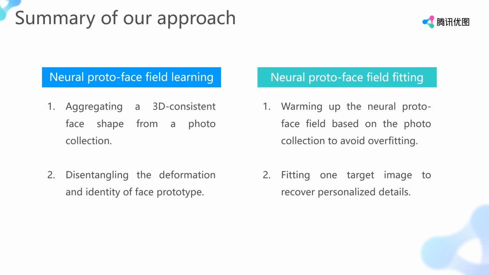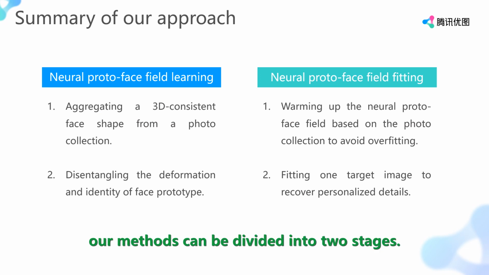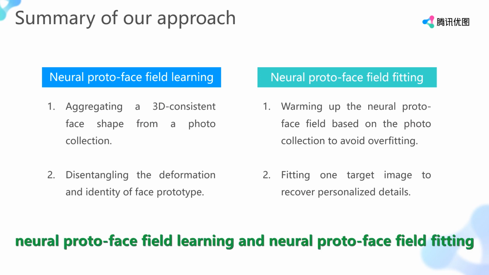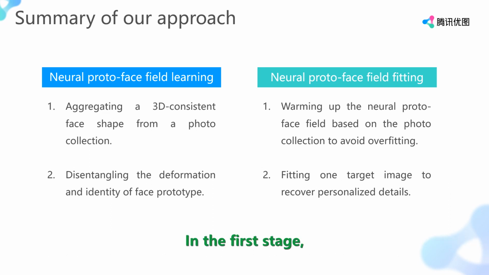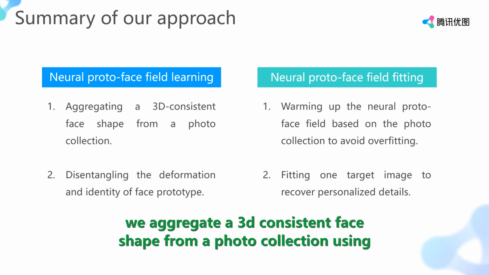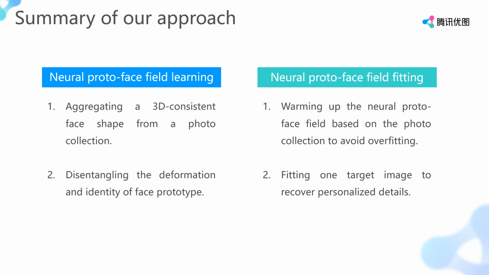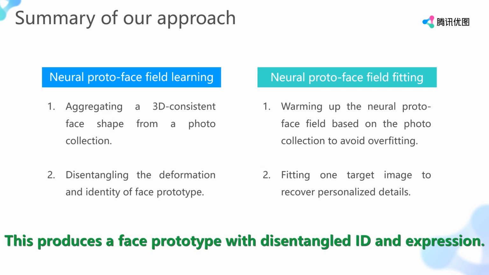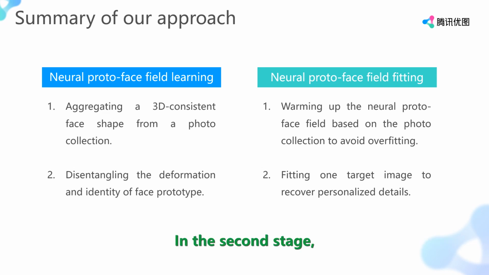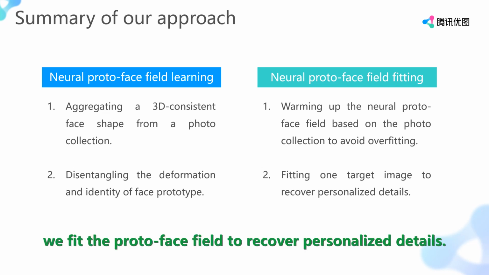In summary, our method can be divided into two stages: neural proto-face field learning and neural proto-face field fitting. In the first stage, we aggregate a 3D consistent face shape from a photo collection using multi-image priors and model its corresponding deformation. This produces a face prototype with disentangled ID and expression. In the second stage, we fit the proto-face field to recover personalized details.